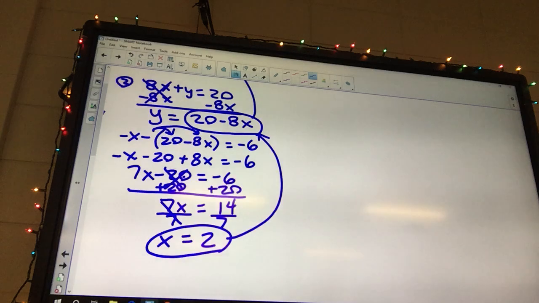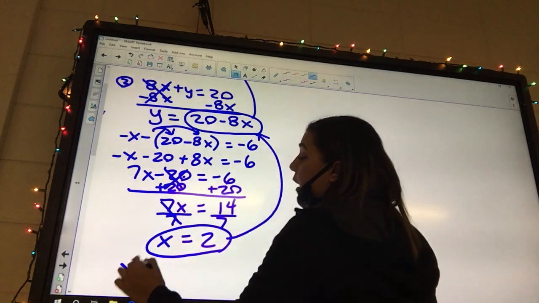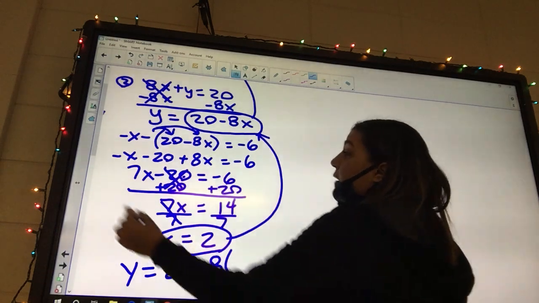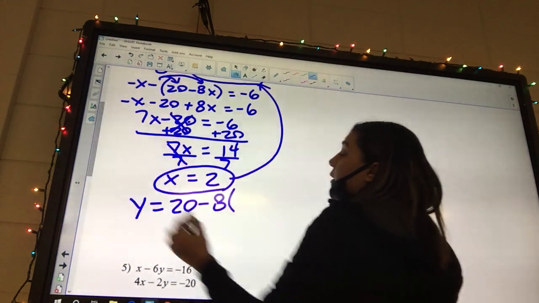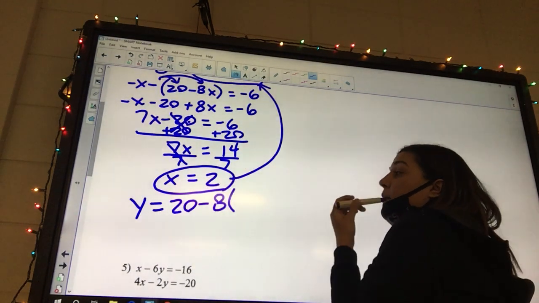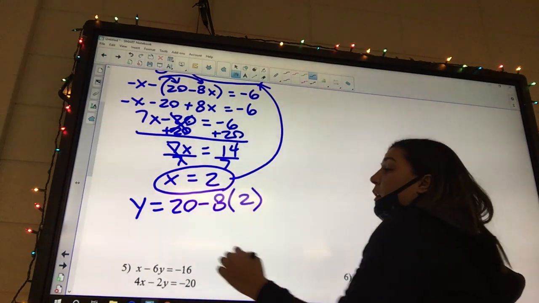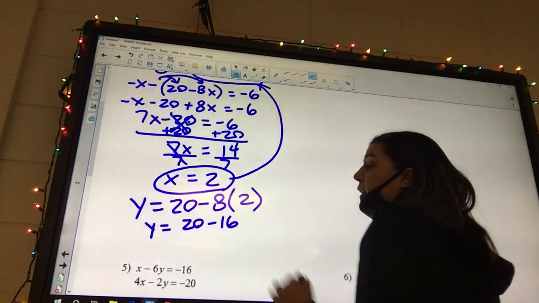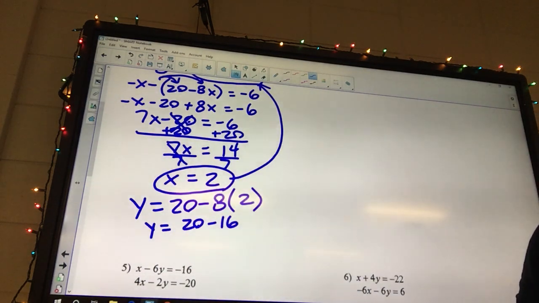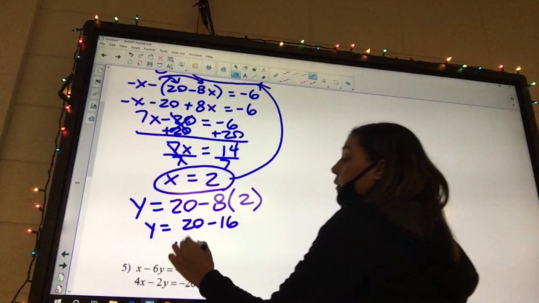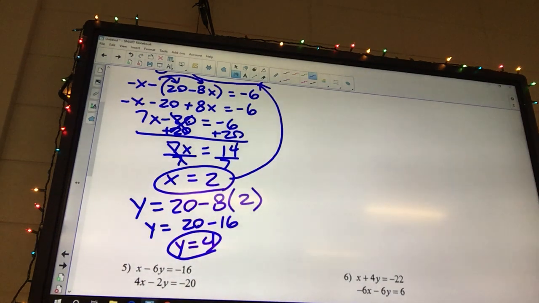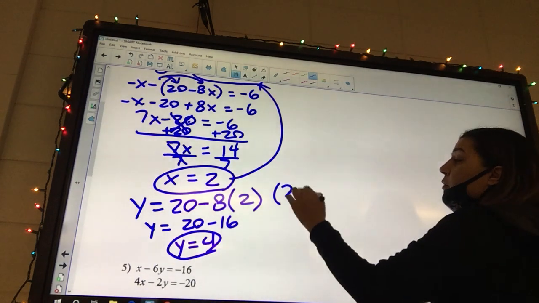Okay, so it's really going to be y equals 20 minus 8, and instead of x, what am I plugging in? What's x? 2. Okay, so it's going to be y equals 20 minus 16, which is 4. Okay, and so you can write this in coordinate form, 2, 4.